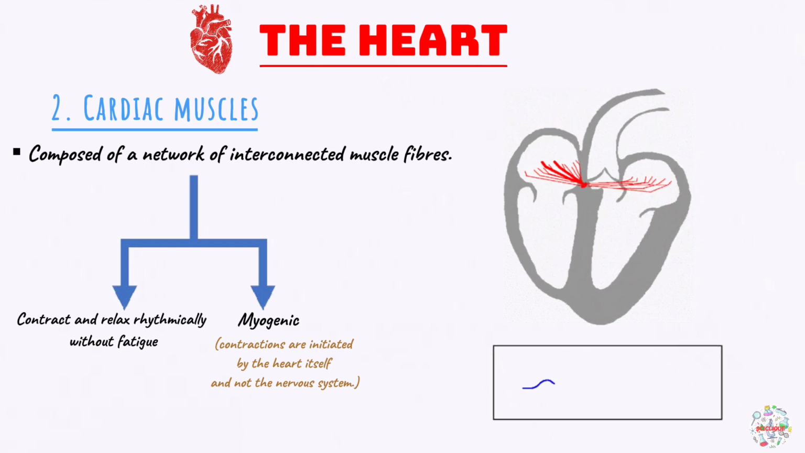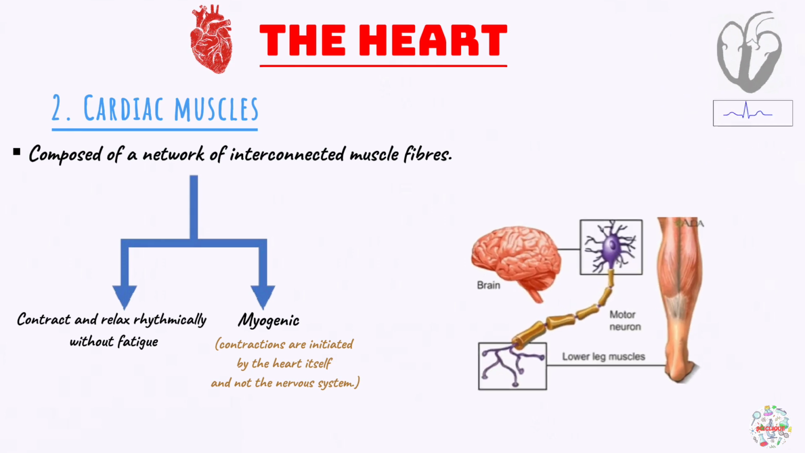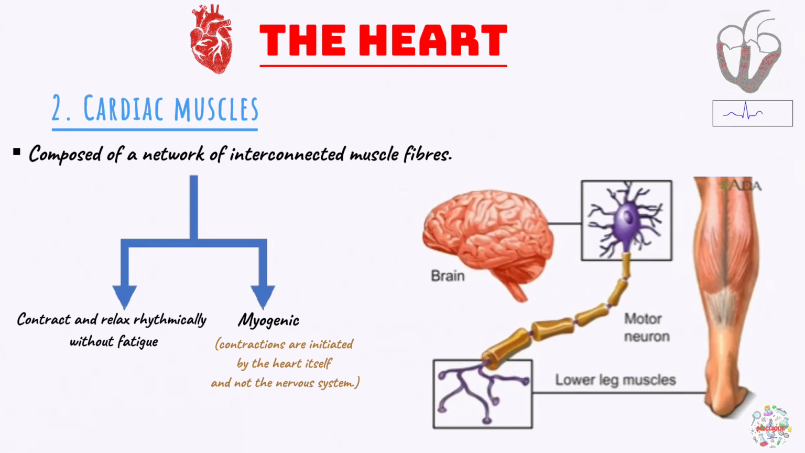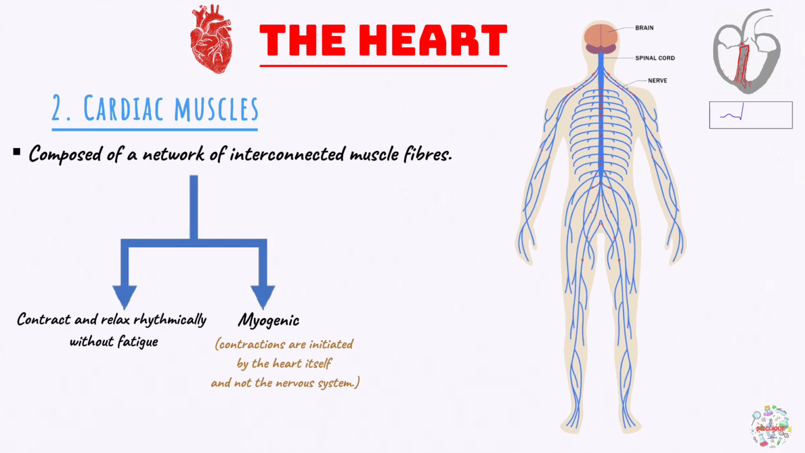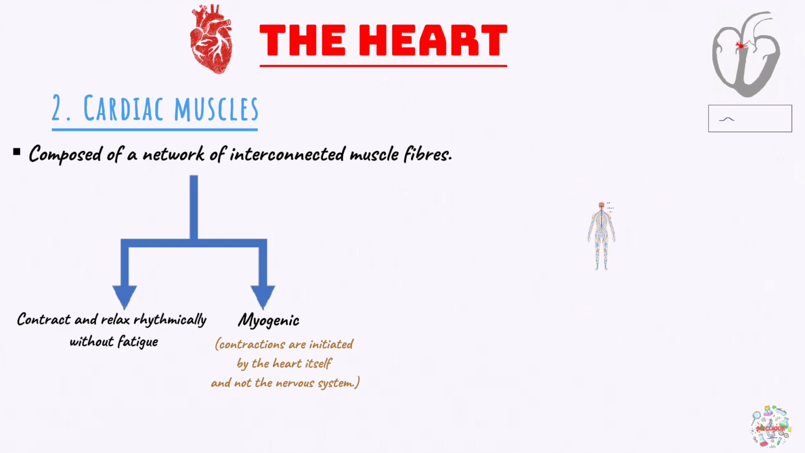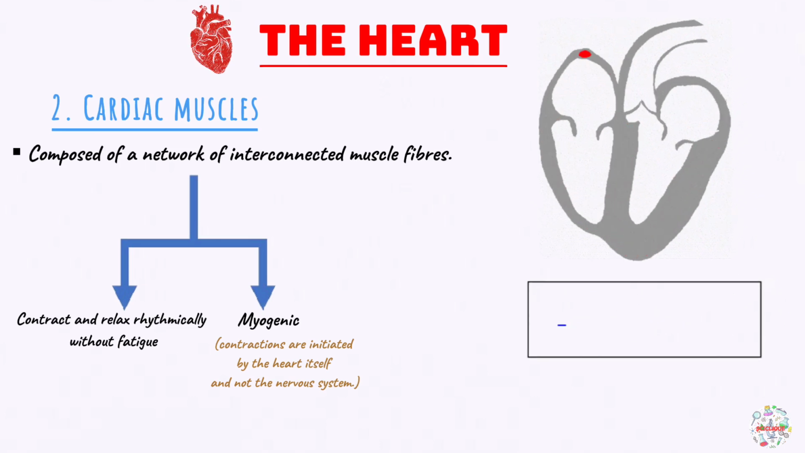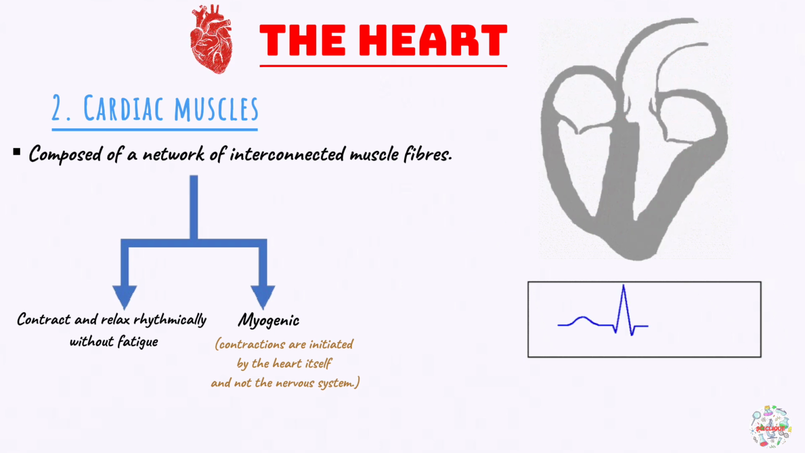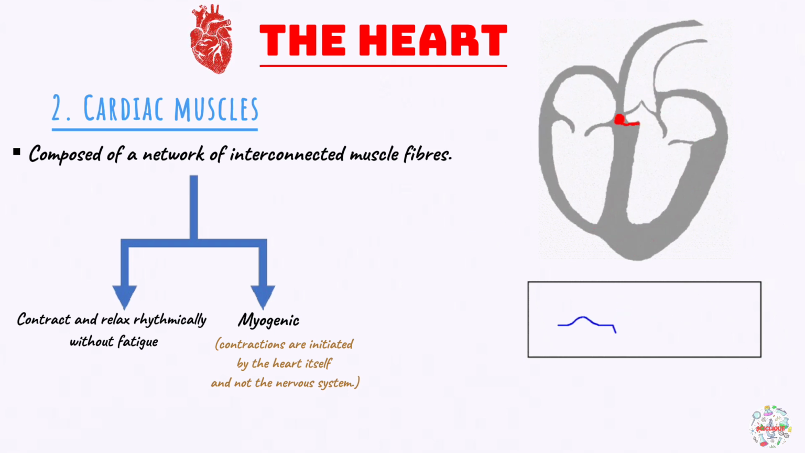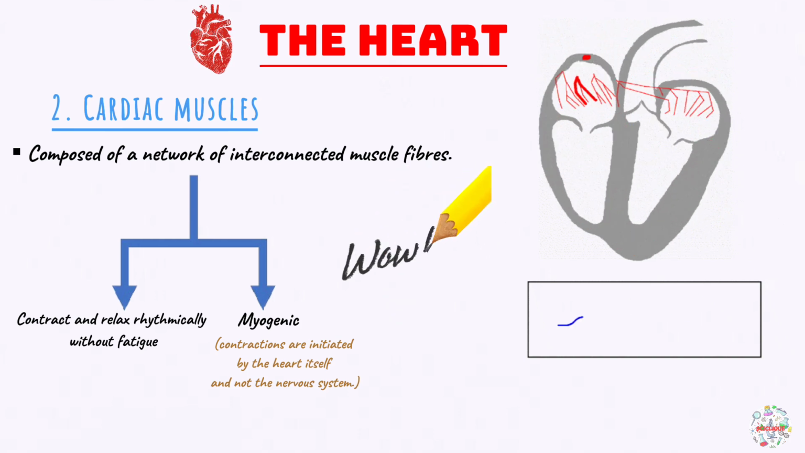Now, when we have muscles in our body, all the movements in our body are controlled by the nervous system, with the exception of the cardiac muscles. So what do we mean by the nervous system? The nervous system consists of the brain, spinal cord, and a network of nerves throughout our body. These control all the muscles in our body except for the cardiac muscles. The contractions of the cardiac muscles actually arise from the heart itself and are not initiated by the nervous system. How cool is this?